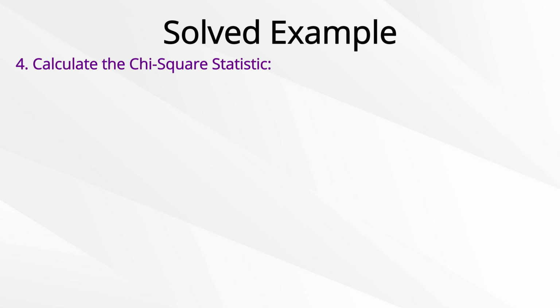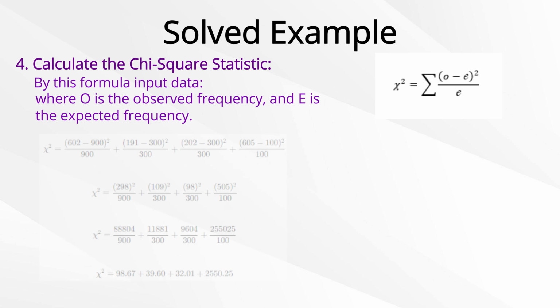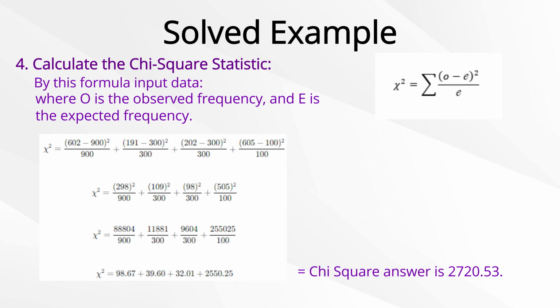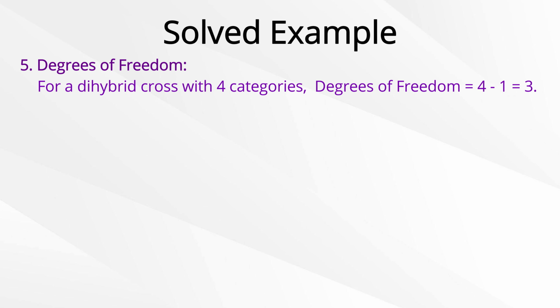4. Calculate the chi-square statistic by this formula, inputting the data, where O is the observed frequency and E is the expected frequency. After this calculation, the answer for chi-square is 2,720.53. 5. Degrees of freedom. For a dihybrid cross with 4 categories, degrees of freedom equals 4 minus 1, equals 3.